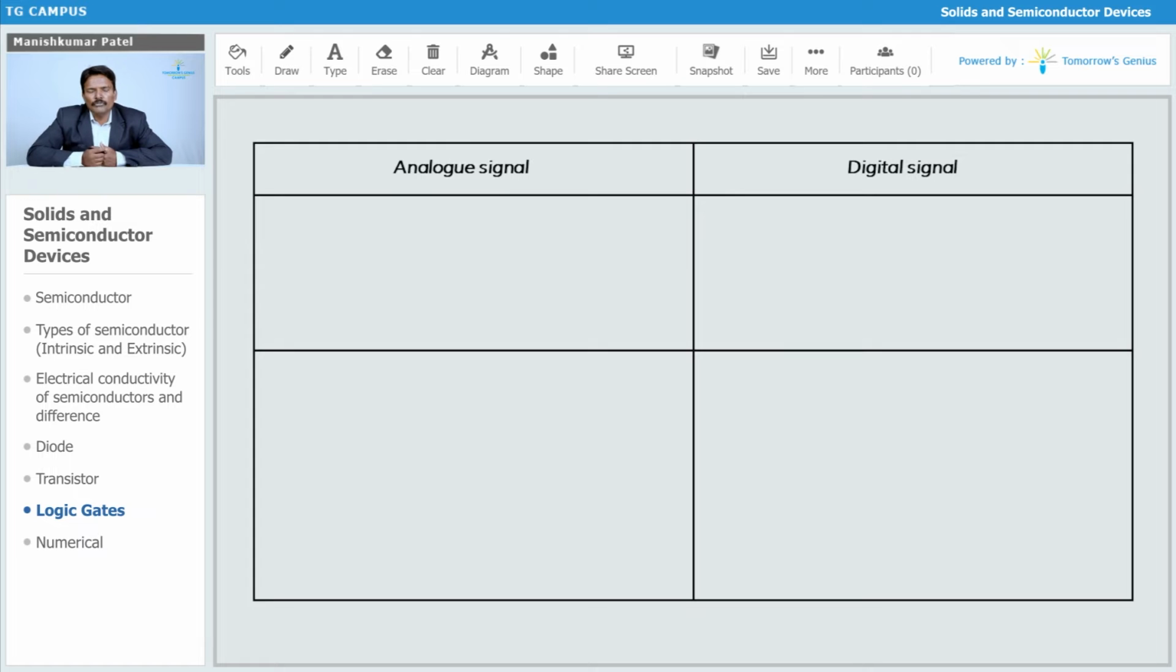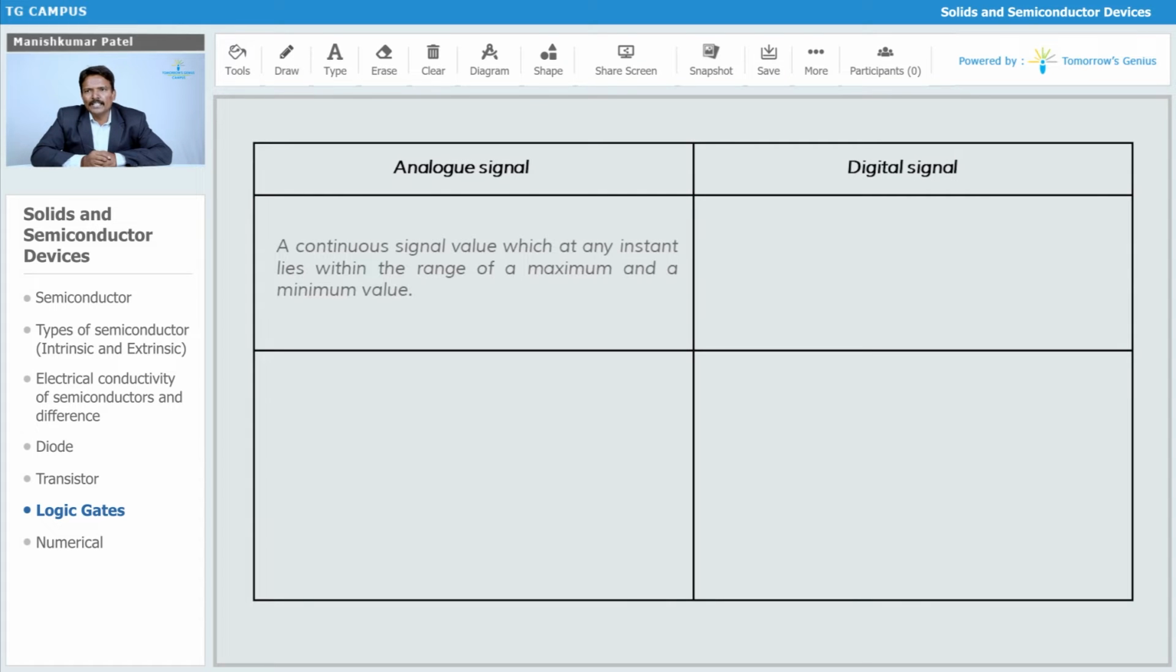Before that, let's see the difference between analog signal and digital signal. It is a digital world, we are talking about everything being digital. But what exactly do we mean by digital? When we think about a digital signal, there are only two possibilities: either you can do it, or you can't do it. It is not in between. So this is analog signal and digital signal.